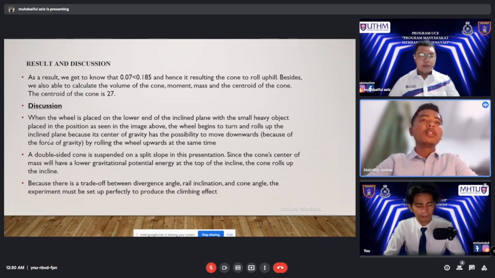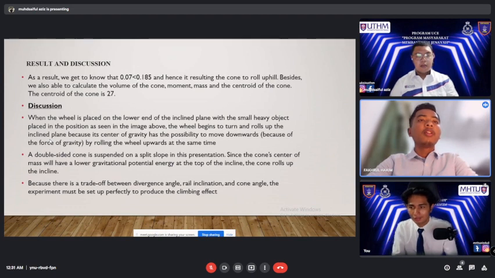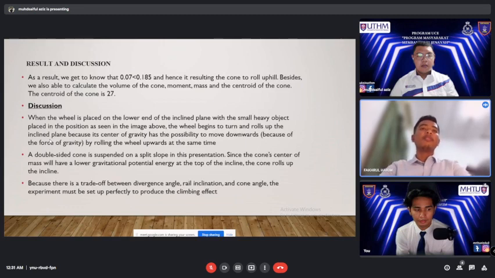A double-sided cone is suspended on a split slope in this presentation. Since the cone's center of mass will have a lower gravitational potential energy at the top of the incline, the cone rolls up the incline. So this is because there is a trade-off between divergence angle, rail inclination, and cone angle. The experiment must be set up perfectly to produce the climbing effect.